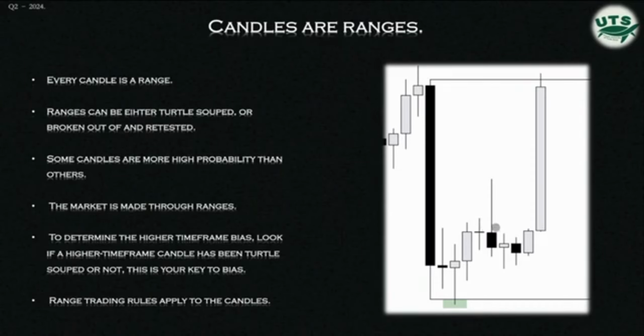Same over here, by the way. This candle, turtle souped, and then you target the high of the candle. This candle over here, turtle souped, and then you target the 50% first. Range trading rules say take off a partial at the 50% at all times. Now, we didn't close above this one, but we closed above this one. Therefore, there's a conflict of interest, and you look for a turtle soup because close above equals higher prices.